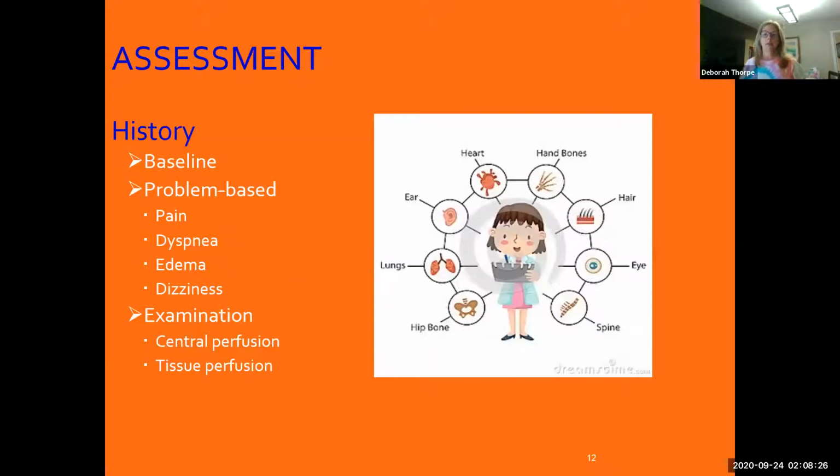Sources of data from the patient, as well as from the physical assessment and laboratory findings, are going to help you get a better picture of perfusion in your client. So subjective data would be lifestyle behaviors, including diet, exercise, smoking, and alcohol consumption.